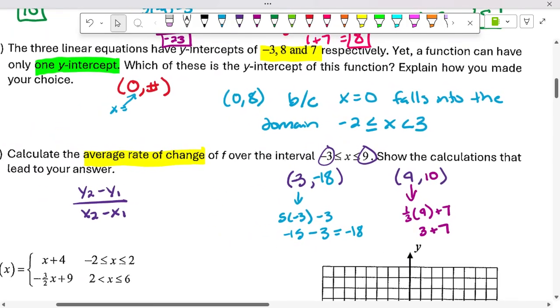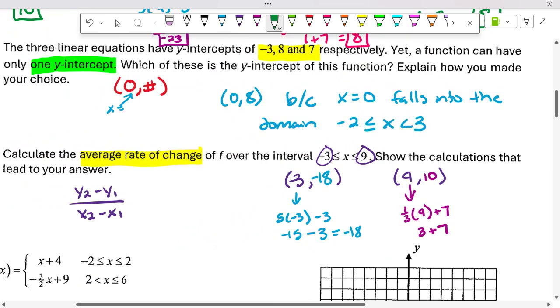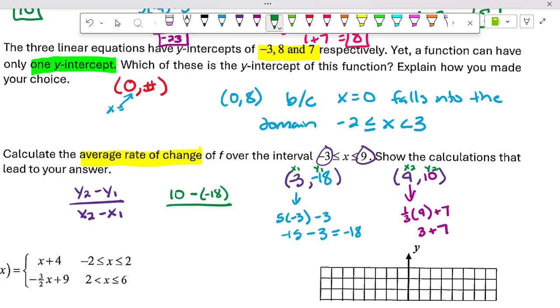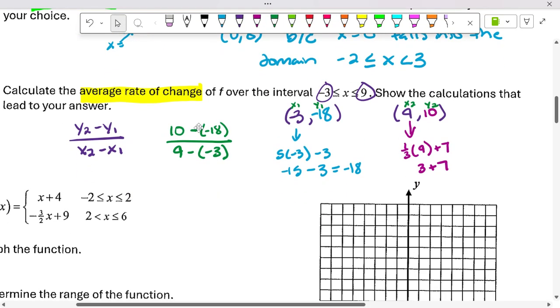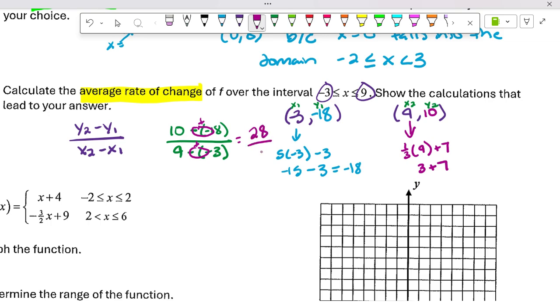So now I got my 2 points that I can plug into my formula. So remember, this could be x1, y1, x2, y2. So this is 10 minus negative 18 all over 9 minus negative 3. What happens to these minuses here? They become positive for both. So what's 10 plus 18? 28. What's 9 plus 3?